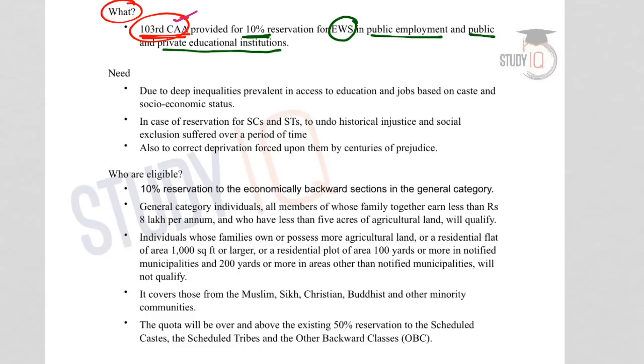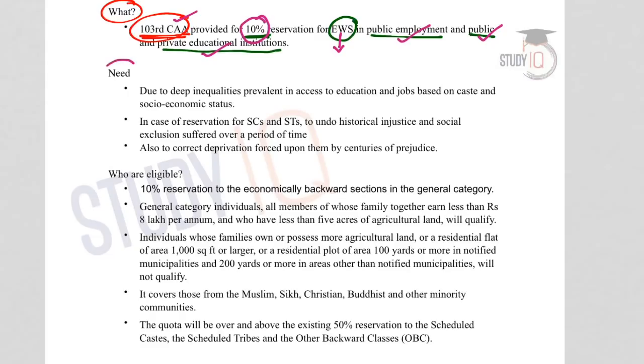Now if we analyze what the 103rd Constitutional Amendment Act is, we will see that 10% of reservation is given to economically weaker sections. Later in this lecture, we will understand what an economically weaker section is and what definition is given by the government. It is for public employment as well as for public and private educational institutions.